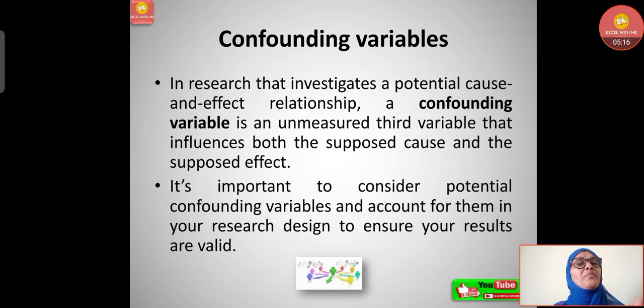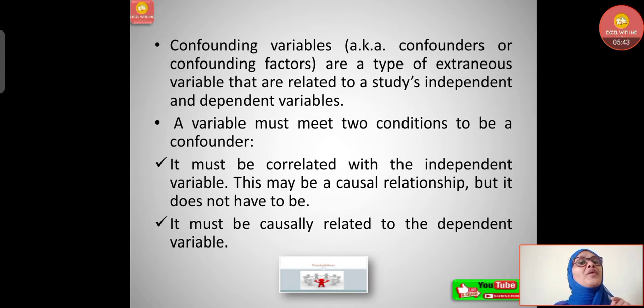What is a confounding variable actually? In research that investigates a potential cause and effect relationship, a confounding variable is an unmeasured third variable that influences both the supposed cause and the supposed effect. It's important to consider potential confounding variables and account for them in your research design to ensure your results are valid. Confounding variables, also called confounders or confounding factors, are a type of extraneous variable that are related to a study's independent and dependent variables.